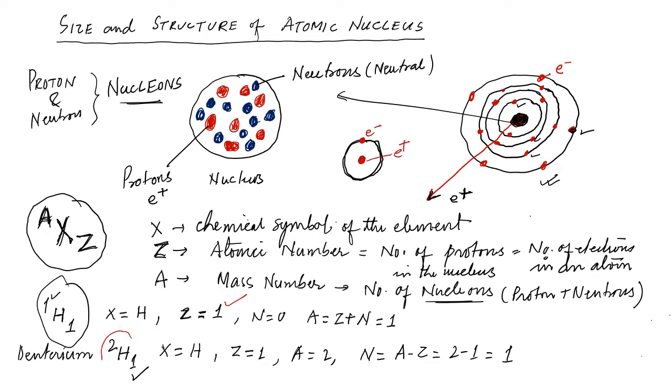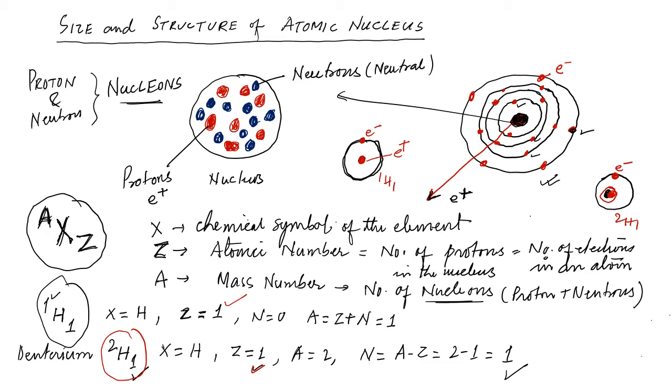But if we see the deuterium atom, we have a system in which we have a proton and a neutron inside the nucleus of the atom, and then we have one electron, because the number of protons is 1. This is what we have. So this is 2H1 and this is 1H1.